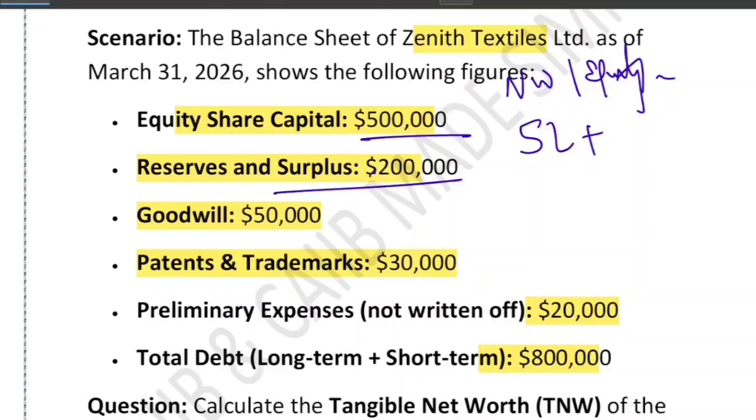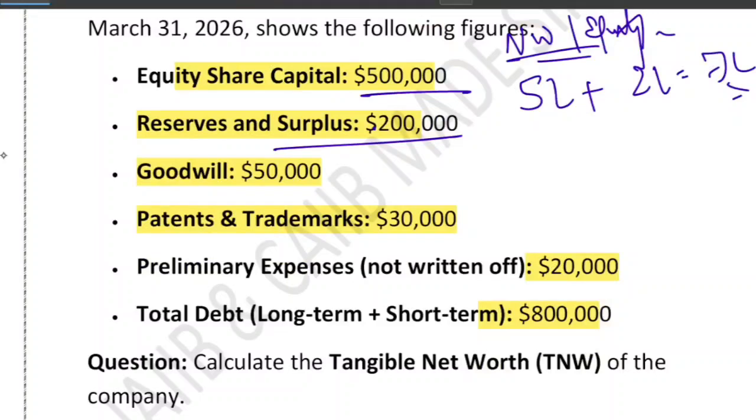Now how much is the intangible asset? Yes, this goodwill, this patent and trademark, right? These are the intangible asset. So these two are the intangible one.